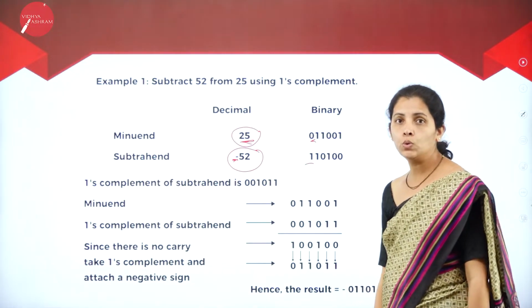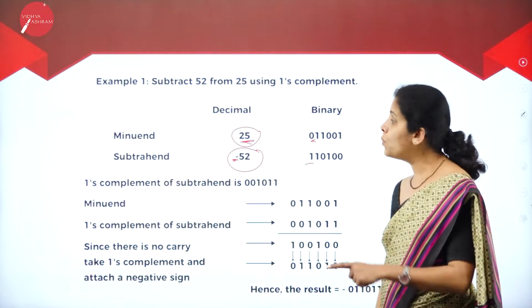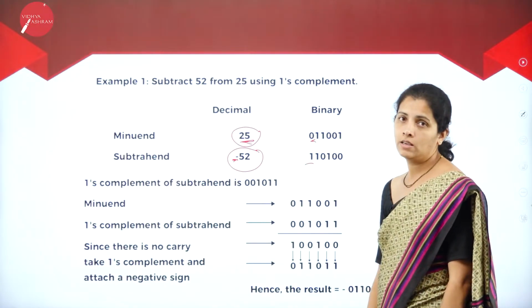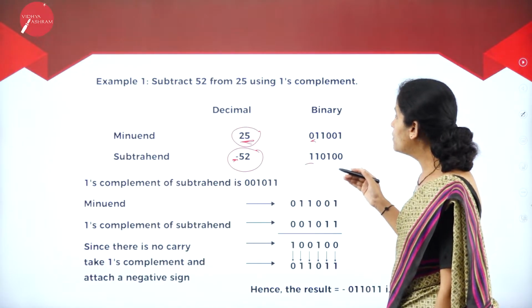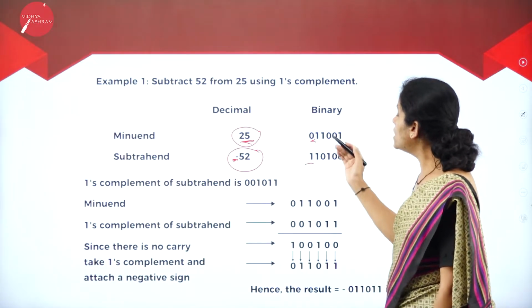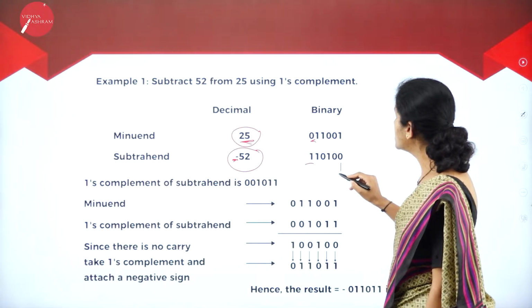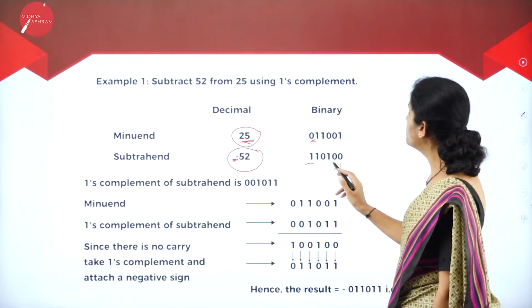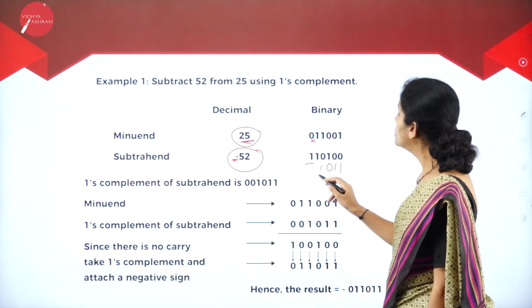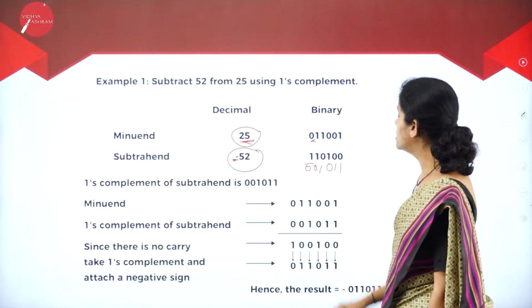Now what I want to do? I want to take the ones complement of the subtrahend. So what I'm going to do? I'm going to take the ones complement of the subtrahend. For 0, I'll write 1. For 0, I'll write 1. For 1, it is 0. It is 1, 0 and 0.